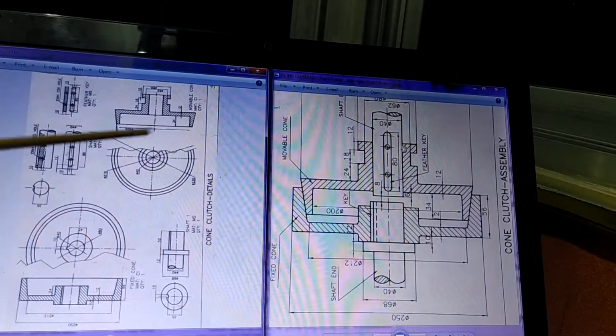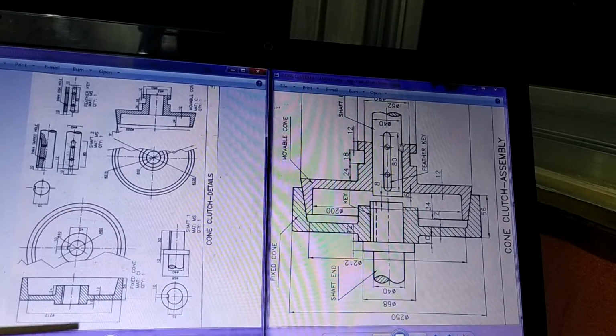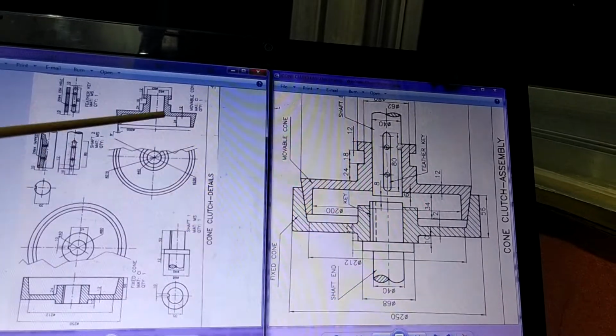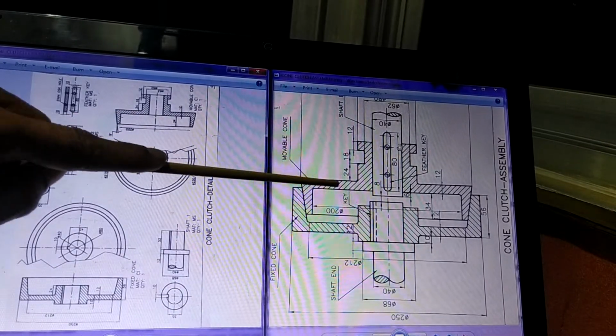Now in this assembly, all these parts are used. So you can see this one cone, this one part. So this one part is here. Then there is a second cone, second part. There is a second part here.